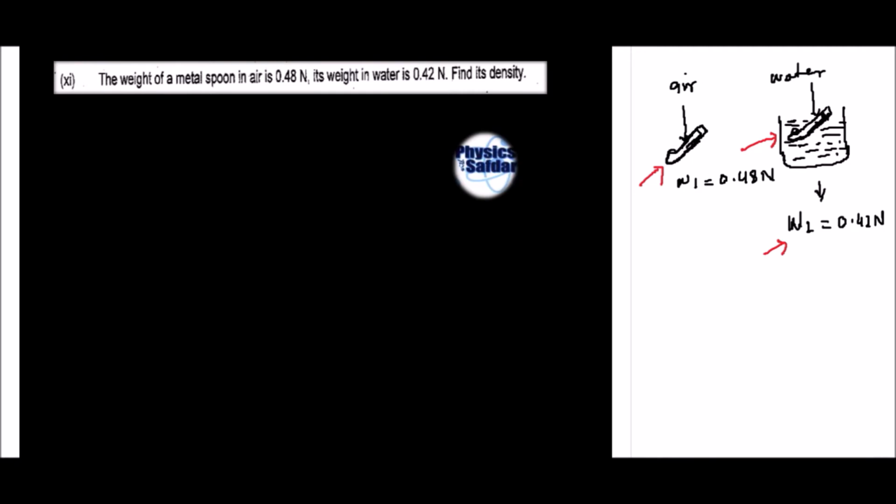Write the information given and required. The weight of the spoon is given, W1, 0.48 Newton. The weight of the spoon in water is given, that is 0.42.